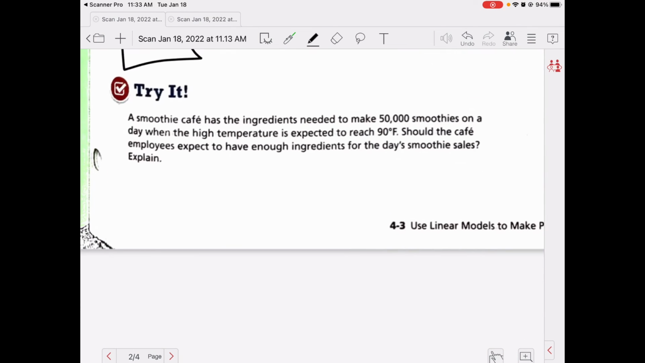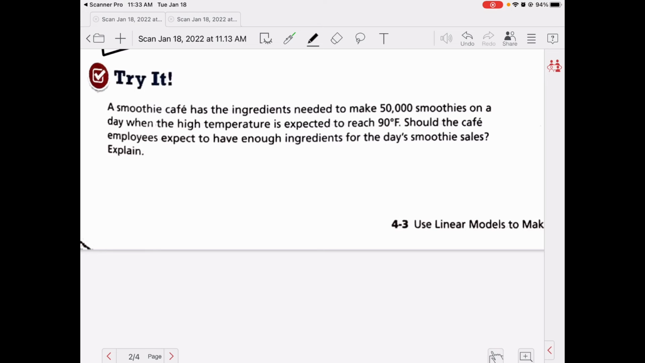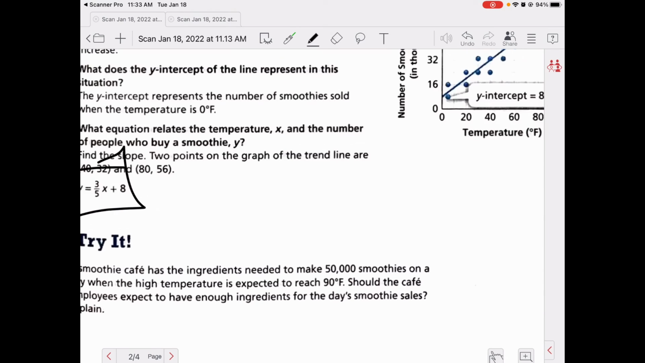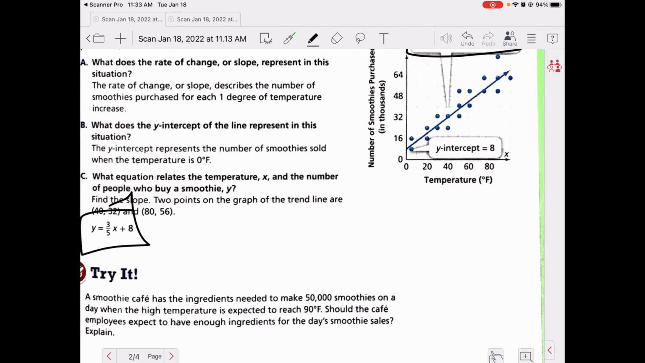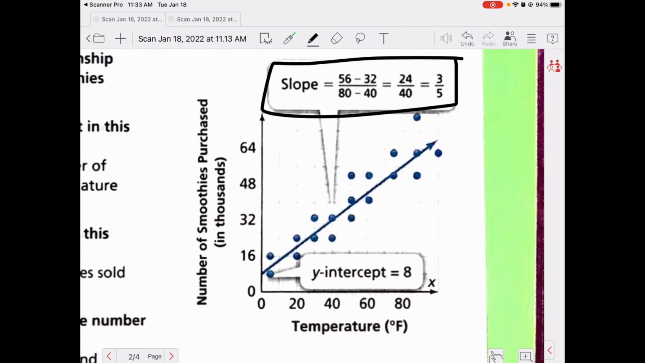So a smoothie cafe has ingredients needed to make 50,000 smoothies on a day when the high temperature is expected to be 90. Should the cafe employees expect to have enough ingredients for the day's smoothie sales? So we're going to go ahead and look at this, and we're looking at the temperature at 90. So again, I'm just going to run my line up to 90. So it looks like this would be 90 about right here. So I'm going to run my line up here, okay?